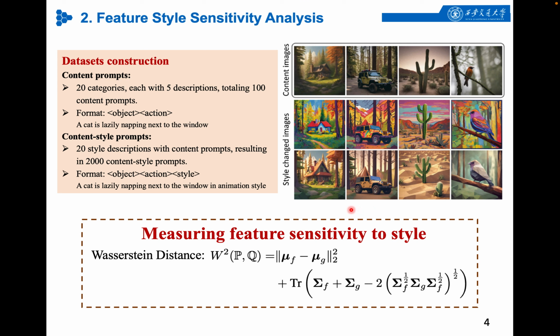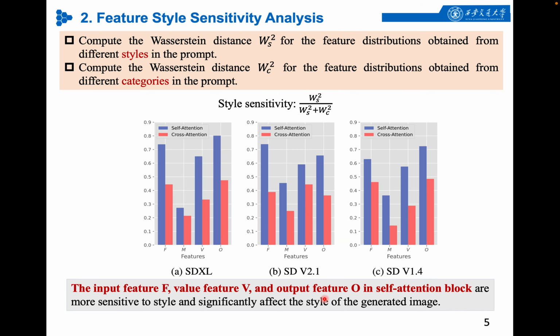We then quantify the sensitivity of these features to style using the Wasserstein distance. The Wasserstein distance between two Gaussian distributions has a closed-form solution and can be calculated using the mean and variance of the features. To measure the style sensitivity of features, we extract features with the same content but different styles and calculate the Wasserstein distance between their distributions. To mitigate the scale effects, we also calculate the Wasserstein distance between features with different content but the same style. We define the style sensitivity metric as a ratio. A larger ratio indicates a feature more sensitive to style.